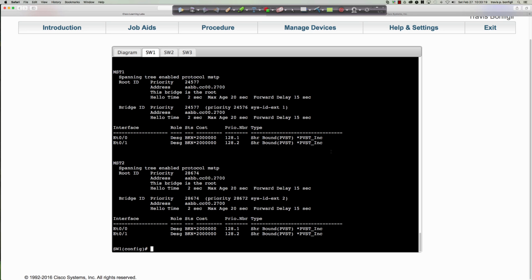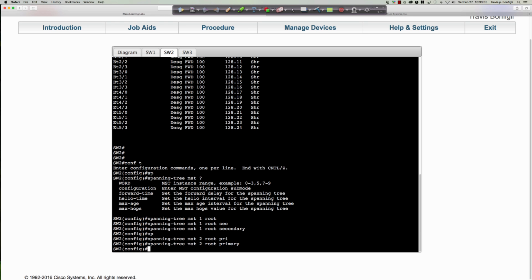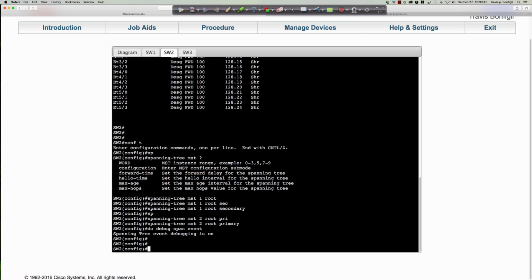But I always like to take a look at what happens when it's not correct, right? It's always a good idea. Let's see what happens when things are broke. Let's see what the debugs tell us. Let's see what kind of behavior we're getting from the switches. So now let's transition over to switch 2. And let's go ahead and say the same thing. Do debug spanning tree events.